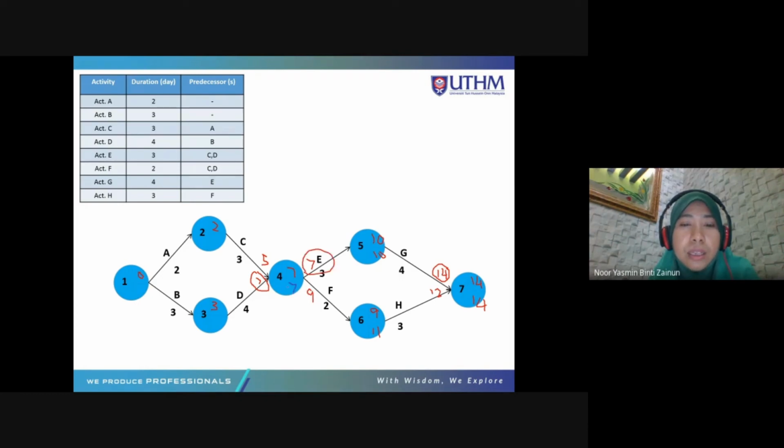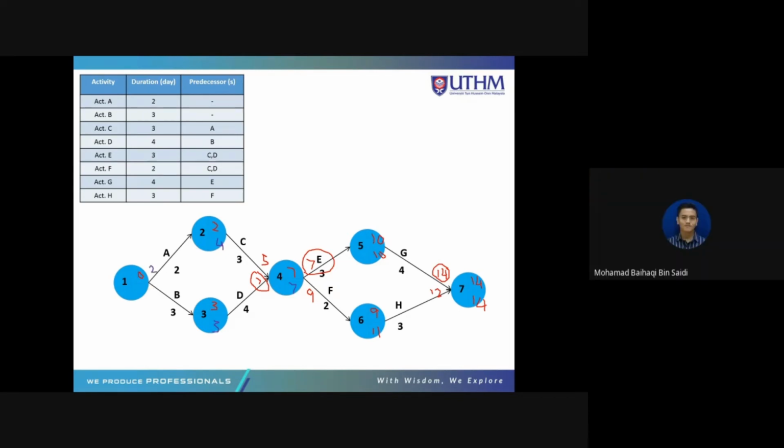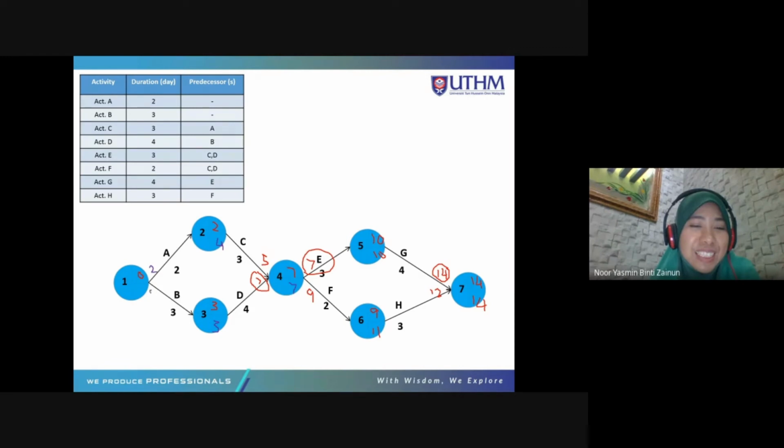Okay. And then 7 minus 3 is 4. 7 minus 4 is 3, and there are two arrows coming out from node number 1. So you have two choices. 4 minus 2 is 2, 3 minus 3 is 0. You need to choose the smallest value, which is 0. Okay, and then you need to calculate the float. But how do you determine the critical path?